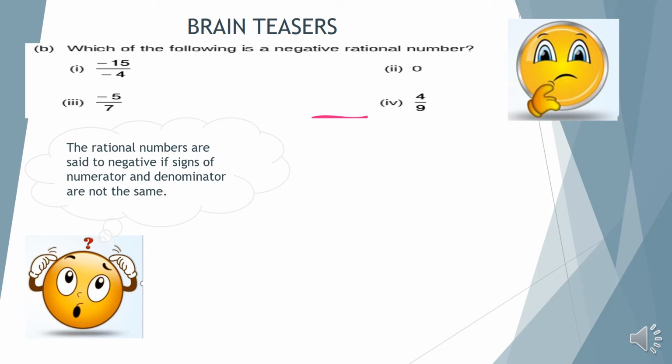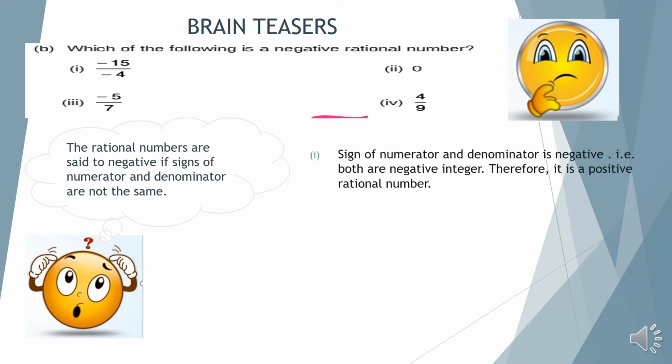Minus 15 upon minus 4. Sign of numerator as well as denominator is negative. Therefore, this is a positive rational number. Second part is 0. Children, do you know any rational number which is neither negative nor positive? Yes, 0 is the only number which is neither negative nor positive. Hence, second is neither positive nor negative rational number.